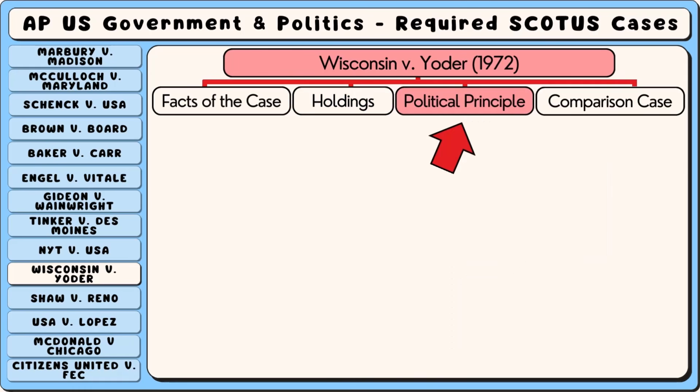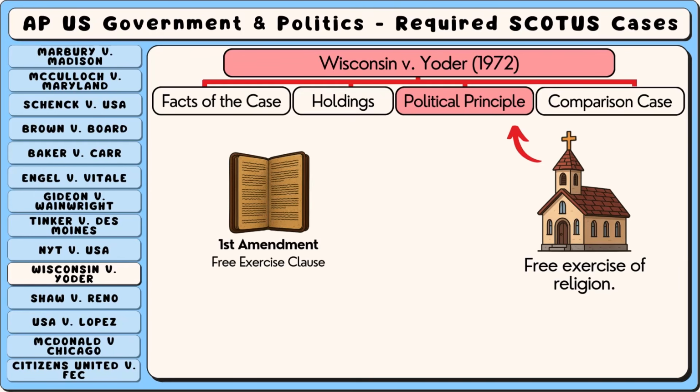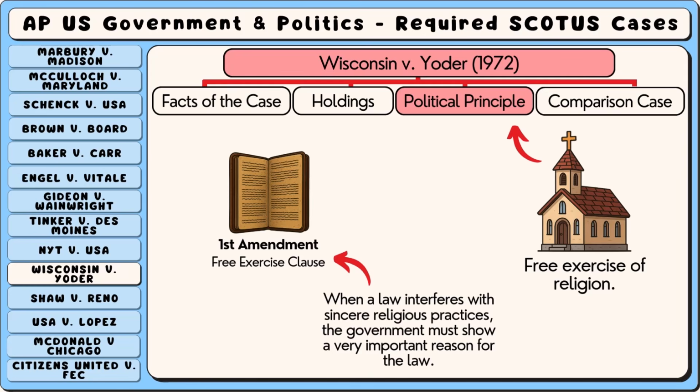Now let's look at the political principle behind this case. The central idea in Wisconsin versus Yoder is the free exercise of religion. This comes from the Free Exercise Clause of the First Amendment. The ruling in this case strengthened that principle by saying that when a law strongly interferes with sincere religious practices, the government must show a very important reason for the law.